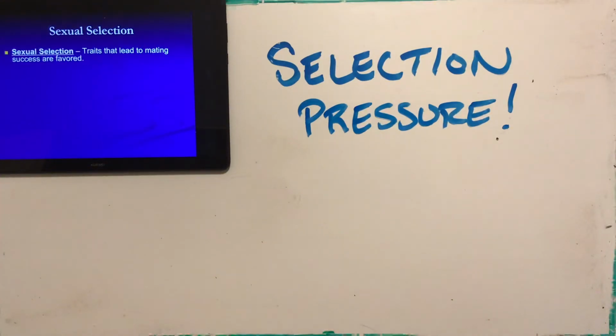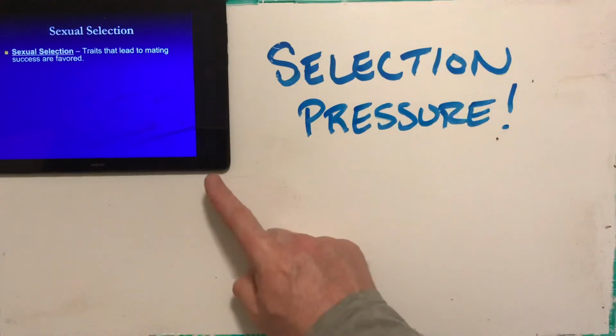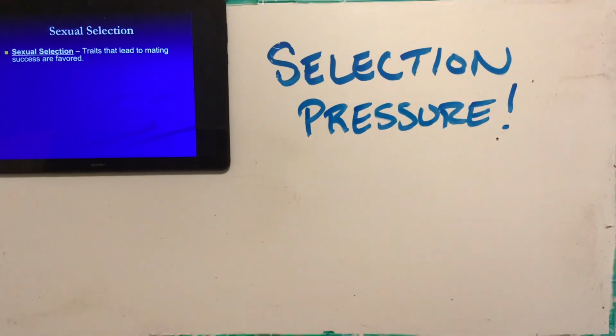So this is where traits that are favored by the opposite sex are selected. It's not the environment. I guess the opposite sex, the females, are in the environment, and quite often, fellas, I hate to say it, it's the females that do the picking here. When it comes to sexual selection, the selection is done by the females almost all the time, all right?